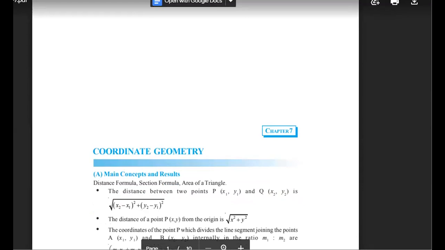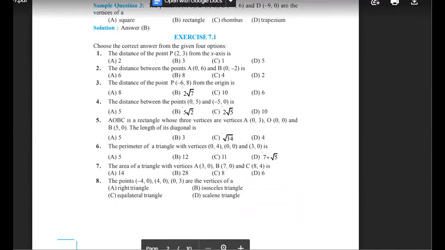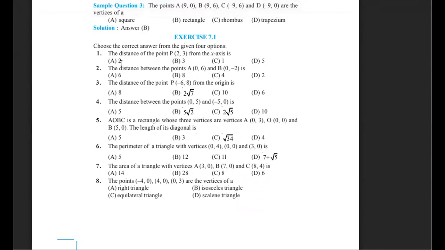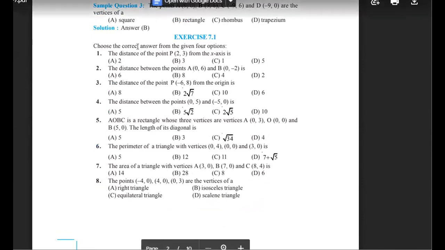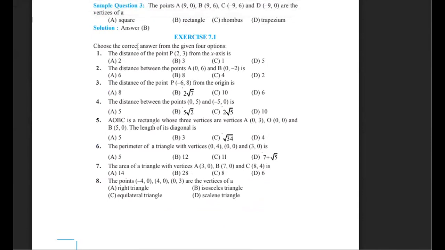So here are some important questions. Here, exercise 7.1, there are some objective questions. The distance of the point 2, 3 from the x-axis is. Tell me, what would be the correct answer? Yes, both of you can tell. 3. 3 from the x-axis.